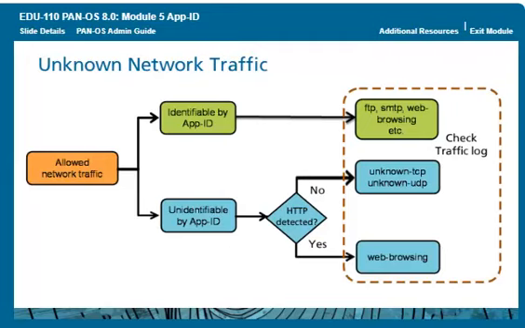When AppID cannot identify an application, the traffic can be identified as unknown TCP or unknown UDP. One exception to this identification is when the traffic contains HTTP. Such traffic is identified generically as web browsing.